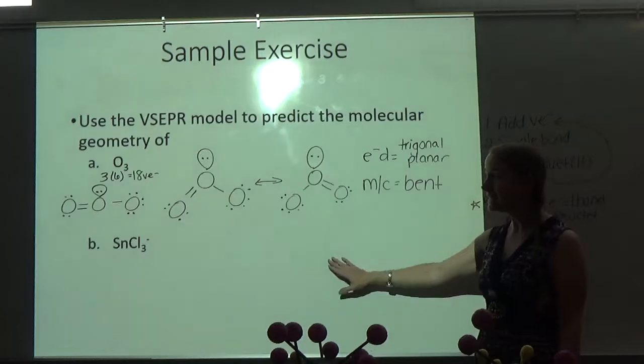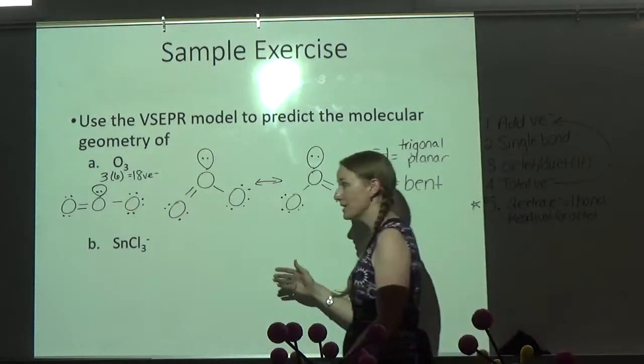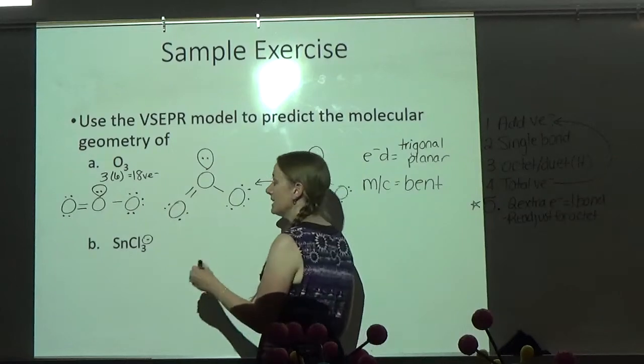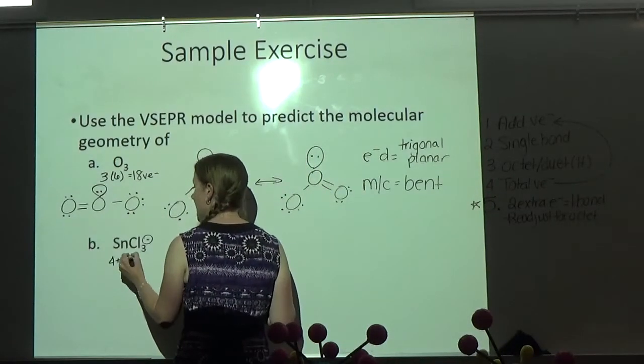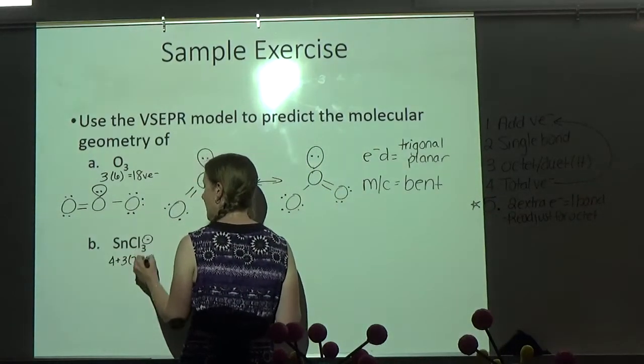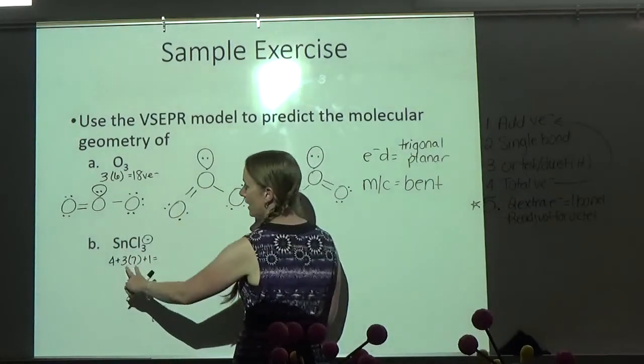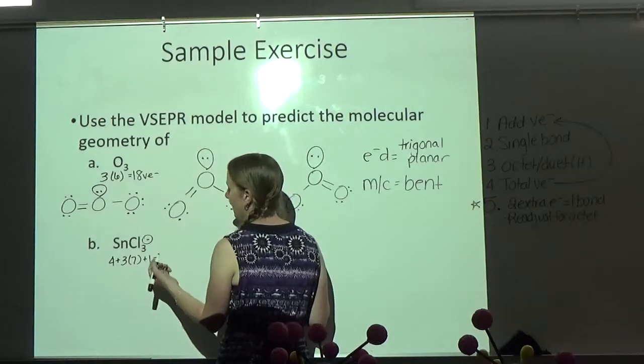We have SnCl3 negative. So don't forget that little negative there. So Sn has 4 valence electrons, Cl has 7 times 3, and then I have 1 extra one because of that negative charge. So we have 21 plus 5, which is 26.